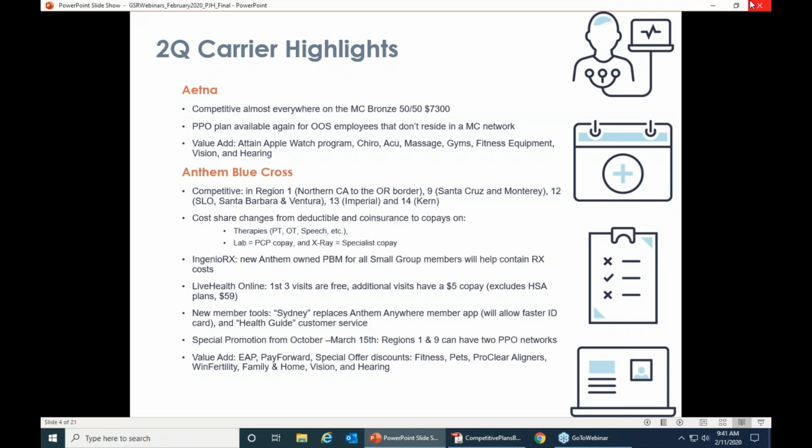The app that they're promoting with Anthem is Sydney, so be aware of that. They do have some special promotions up in the North Bay, in the Chico area.